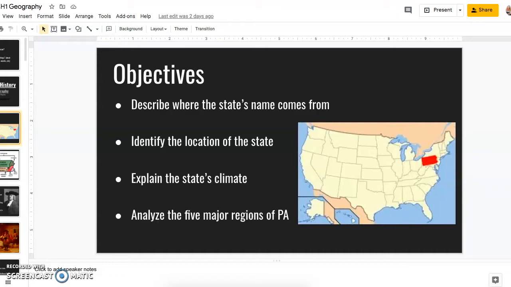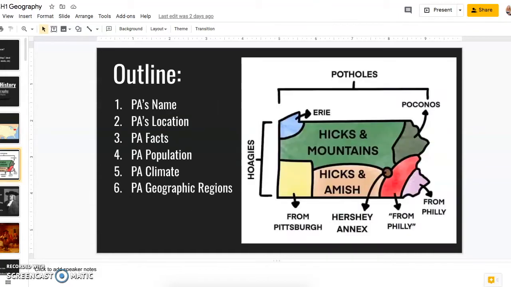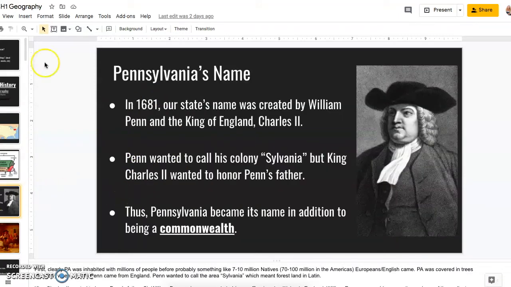We'll look at the state's climate. Again, another piece that's very evident. When we learn this, or if you read it in the text, you're probably like, oh, well, duh, I live that, I see that, but we're still going to go over it briefly at least. We'll also analyze the 5 major regions of Pennsylvania. So here's an outline specifically of what we get into, and let's get started.